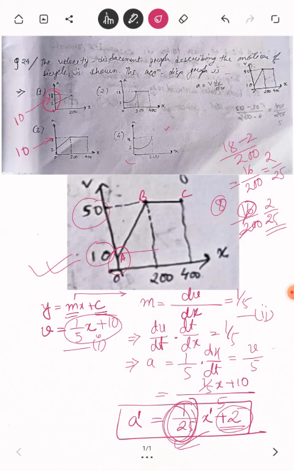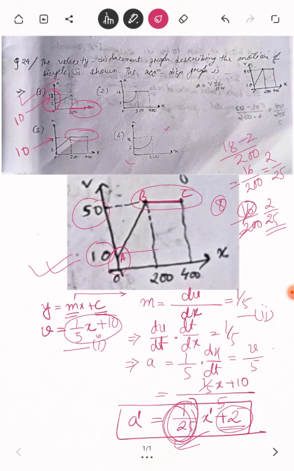After that, in the BC part, if you notice, BC is a straight line. That means the velocity is not changing with displacement, that means acceleration is 0. Here acceleration has some value, and here acceleration is not given, that means it is 0. So option 1 will be the correct answer.